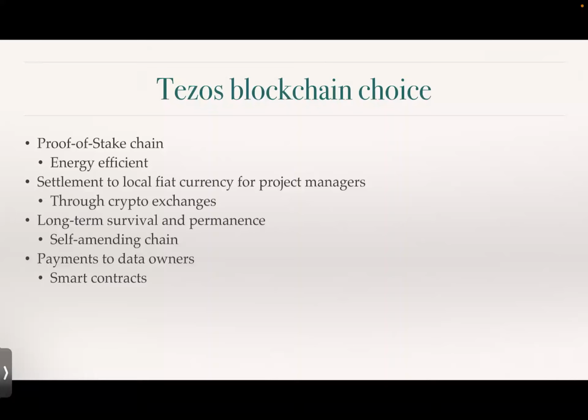It has long-term survival and permanence because Tezos is the only blockchain that updates itself every 3 months. It updates its algorithms every 3 months. You might have heard about the Ethereum Merge, which has been going on for 7-8 years and is still not quite done. Tezos has been doing a merge every 3 months, and it's on its 13th, 14th merge, I lost track.